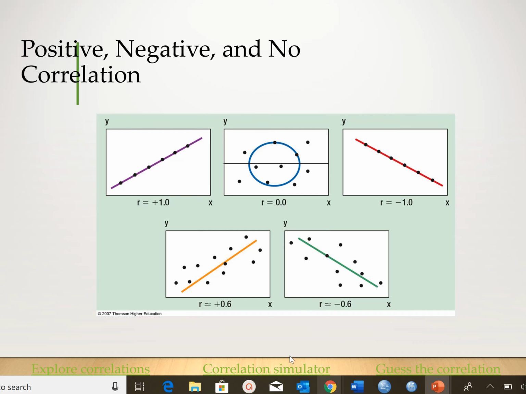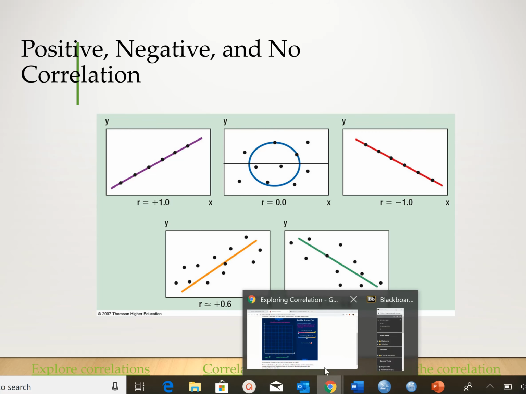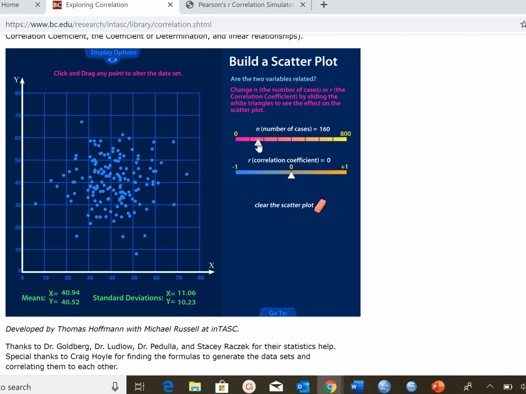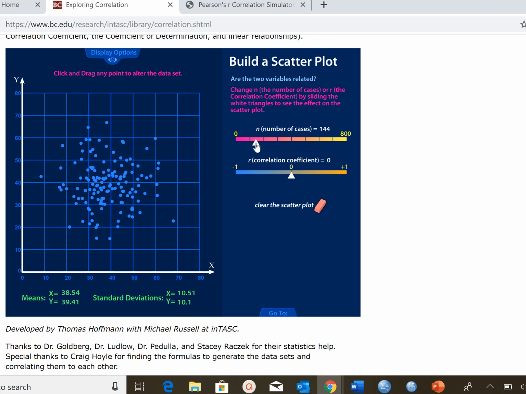I'll post this simulator on our Blackboard page. It's a pretty nifty online tool that allows you to play around with correlations and get an idea conceptually how they work. I've created in this simulator a sample of 144 cases that have no relationship. So basically these variables are just scattered, more or less randomly, around the scatter plot.